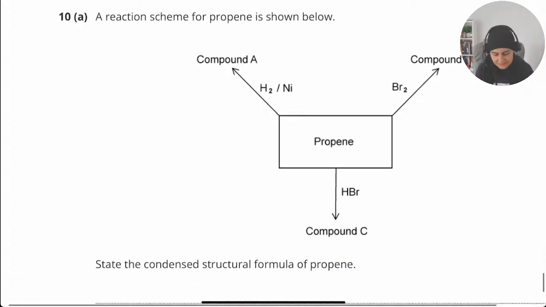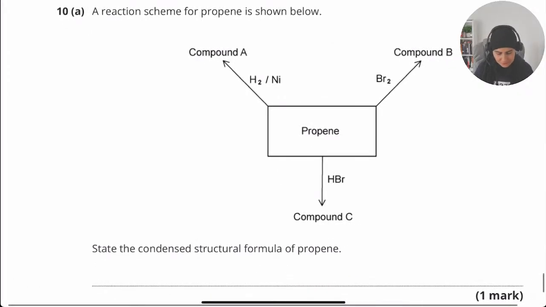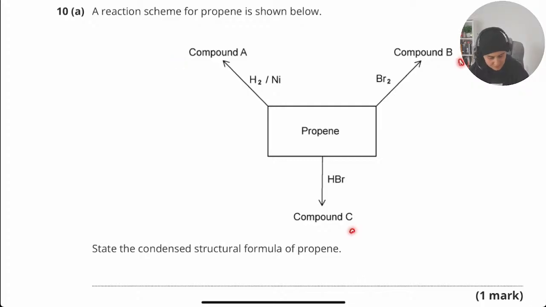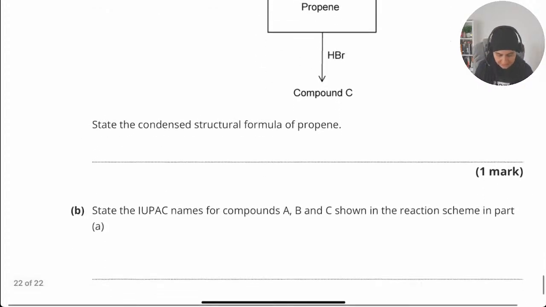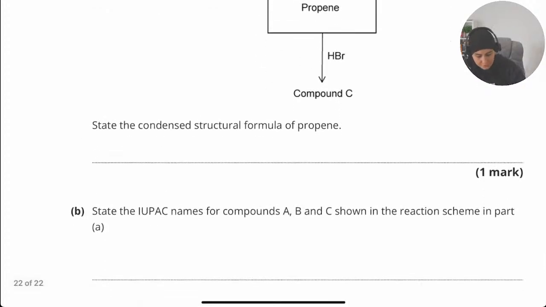A reaction scheme for propene is shown below. Propene, compound A, compound B, compound C. Okay, what is propene? Well, that's the first question. State the condensed structural formula for propene. Condensed structural, it's when you don't show all the bonds. It's essentially just the condensed formula, not displayed. So propene, prop is 3, ene is double bond. Yep, that's the condensed formula.